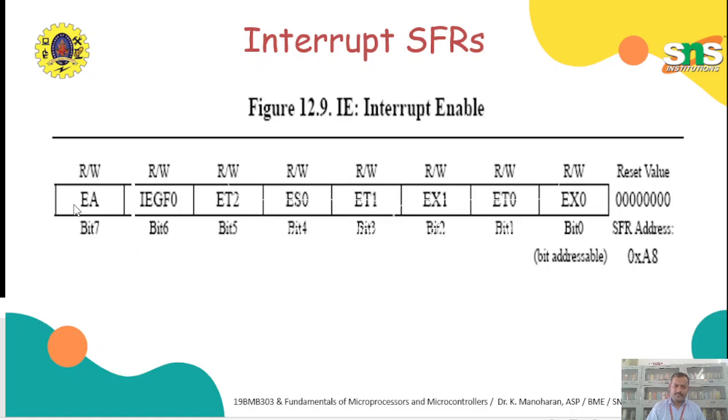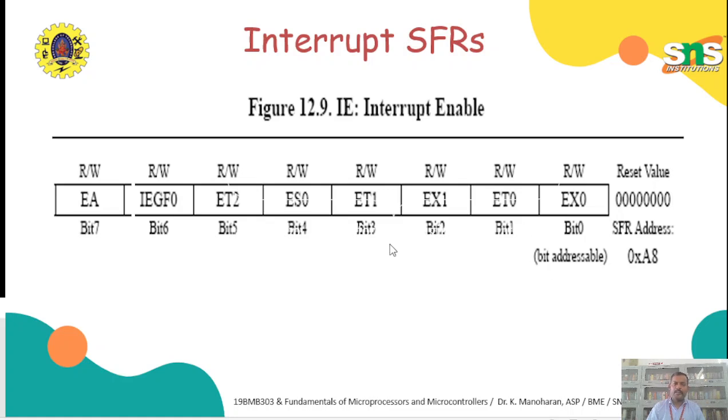If EA is 1, and again if EX0 is 1, what happens? This external interrupt 0 is enabled. Again, if EA is 1 and all the remaining bits are 1, what happens? External interrupt 0, timer 0, external interrupt 1, timer 1, serial port, timer 2, everything is enabled. So EA is for overall enabling, and these individual bits are for the corresponding interrupts. Only if both are 1 will that interrupt be enabled.